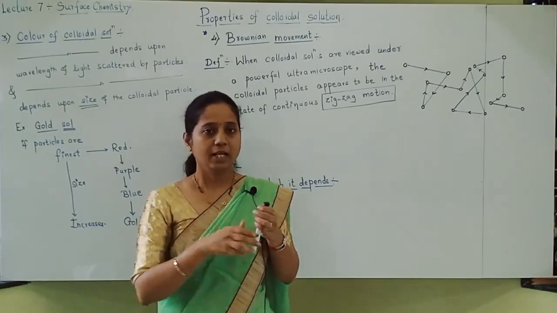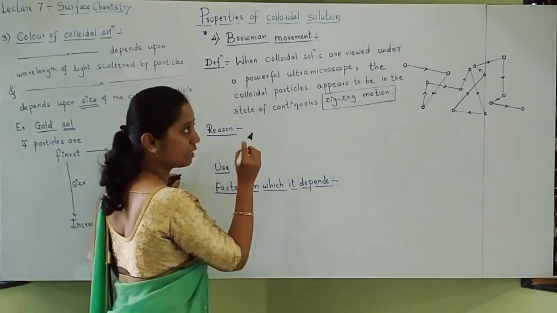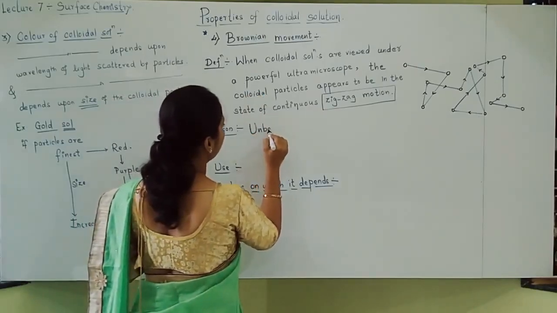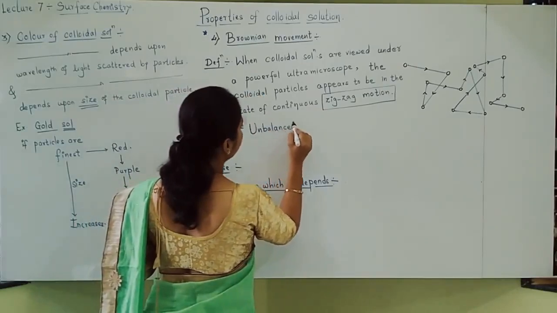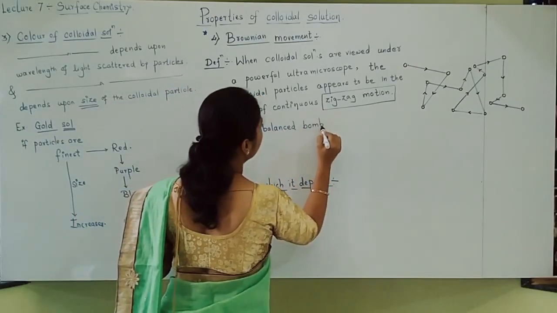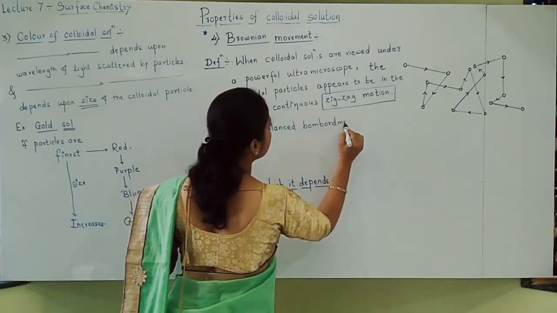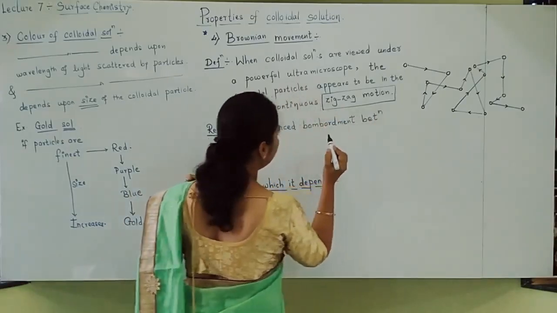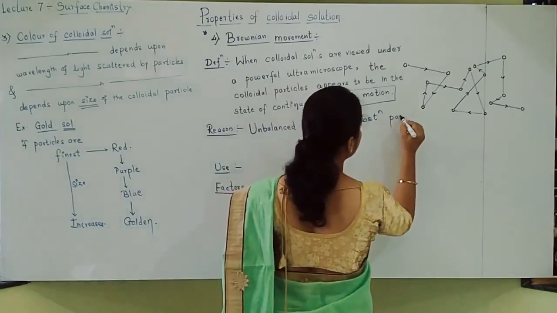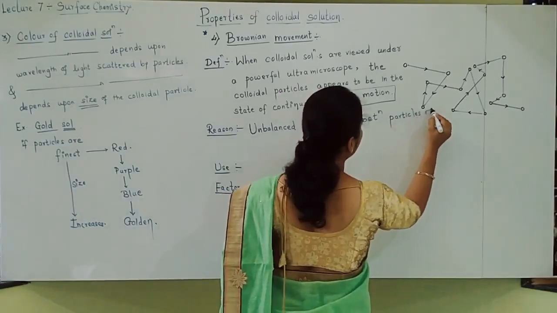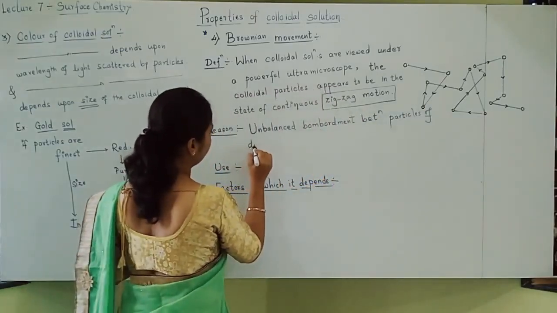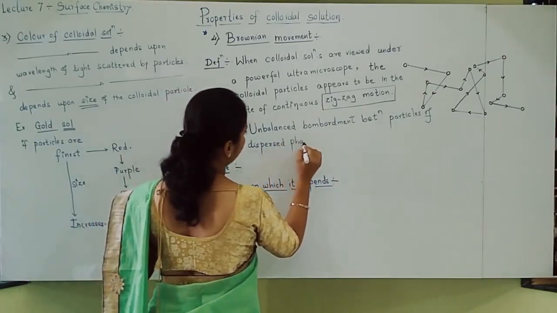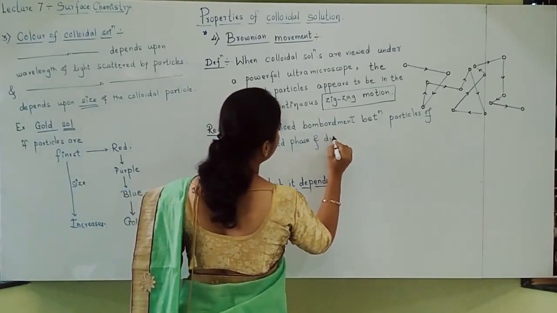Reason understood? So the reason I am writing here, student. What is the reason for Brownian movement? Unbalanced bombardment. Between whom? Between particles of dispersed phase and dispersion medium.